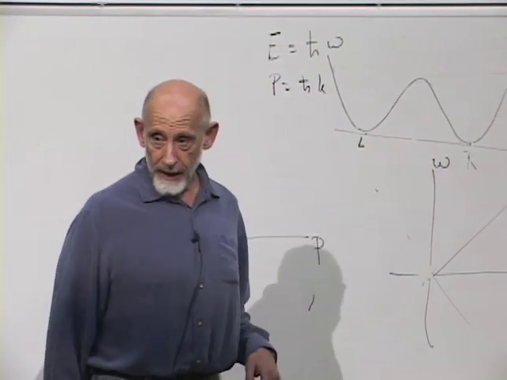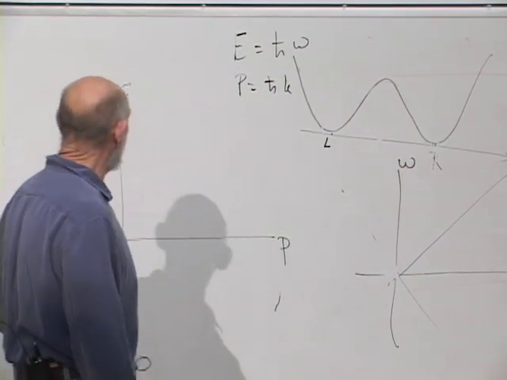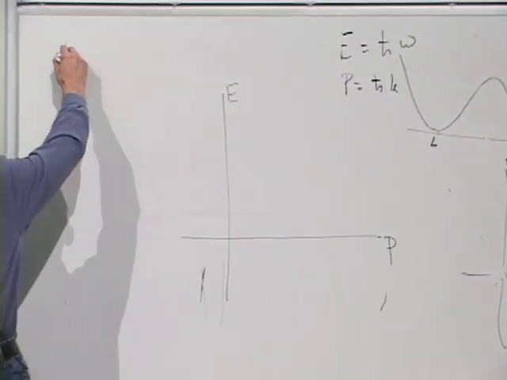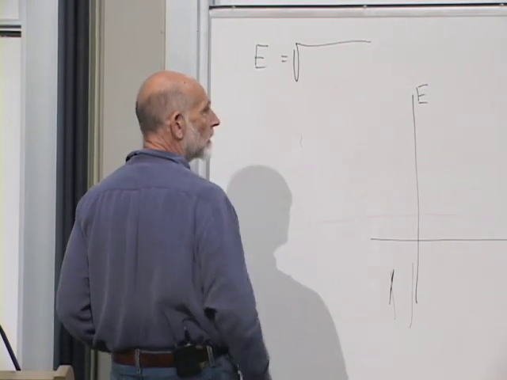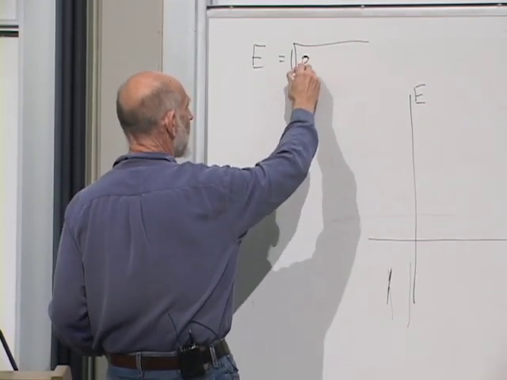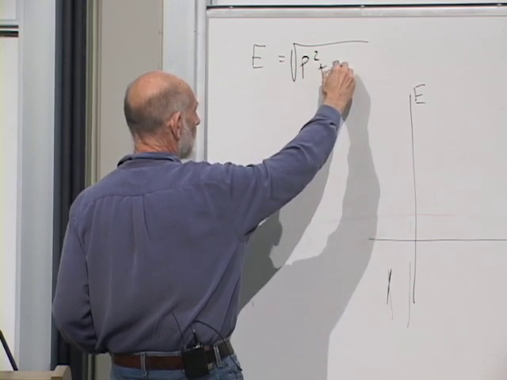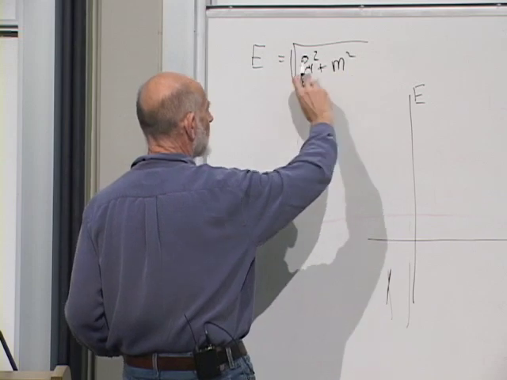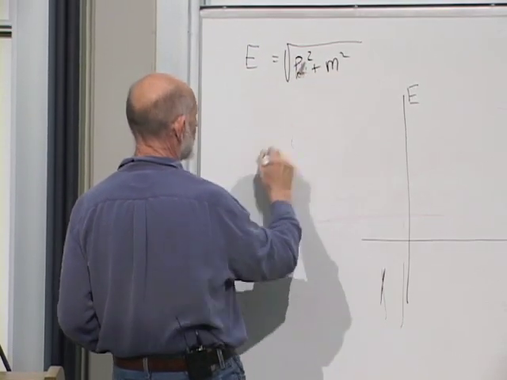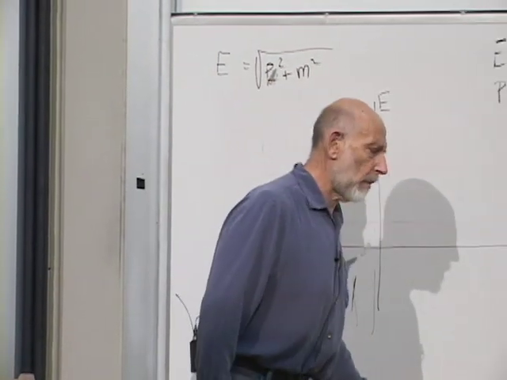Now, what about a particle with mass? For a particle of mass, its energy is equal to the square root of p squared plus m squared. Now there are some c's there. I think there's a c to the fourth, c squared and m, and so on.